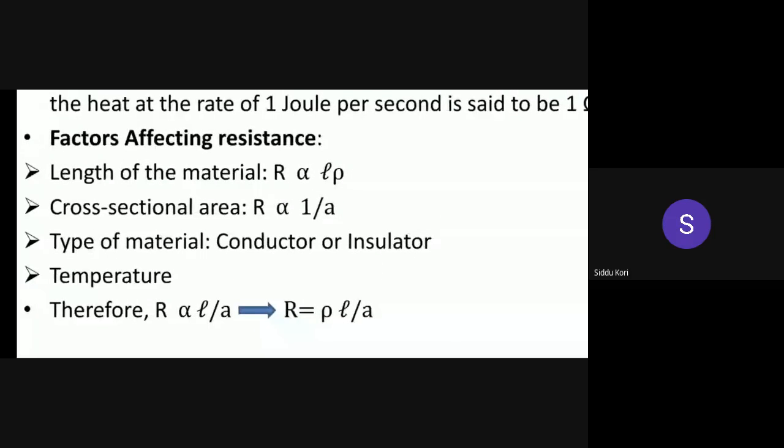Can you see this? Okay, so R is the resistance, rho is the resistivity. So R equals rho L by A. In this rho L by A, rho is the resistivity and R is the resistance. Got my point? Now you can just write down this formula also. It will help you. R equals rho L by A.